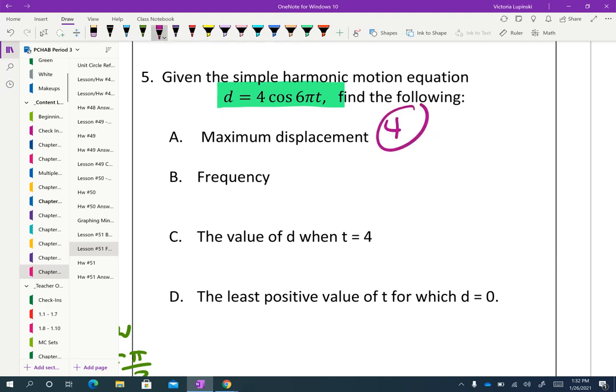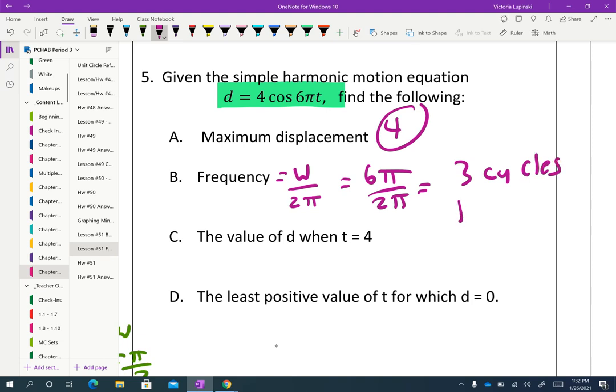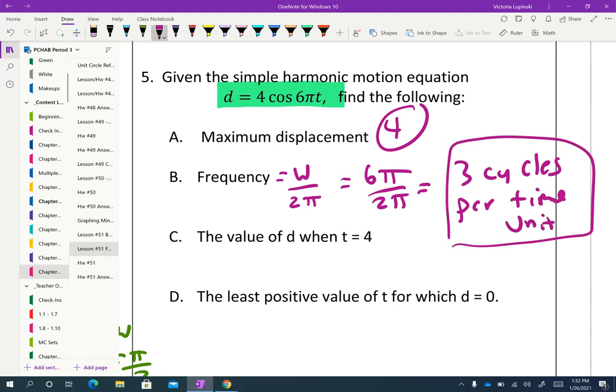Again, in terms of the frequency, because you don't know the period, you're better off using the definition of W over 2 pi. So in this case, that would be 6 pi divided by 2 pi, which would be 3. And again, what does that actually mean? It means that there are 3 cycles per time unit. Even if you just say 3, that's fine, but I want you to understand what it is you're finding. The frequency is how many cycles are going to occur for any 1 unit of time.